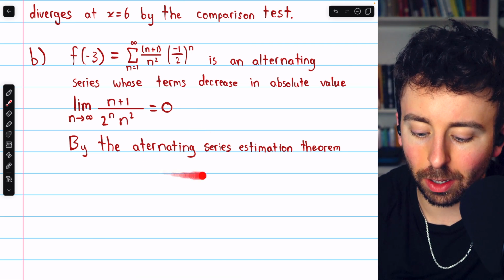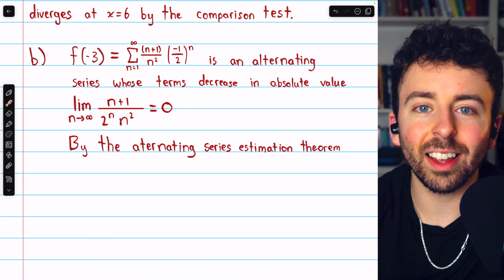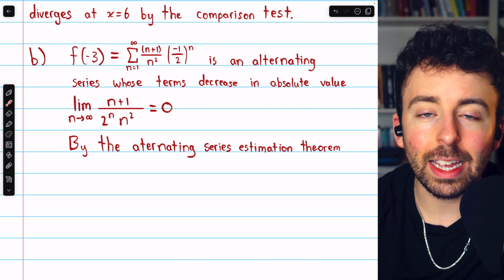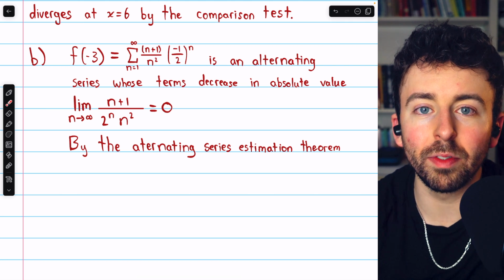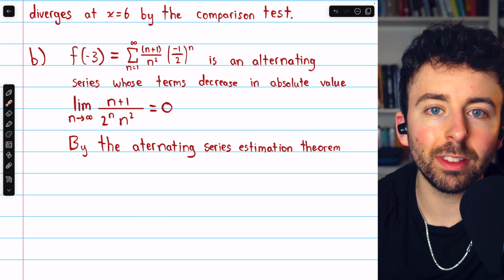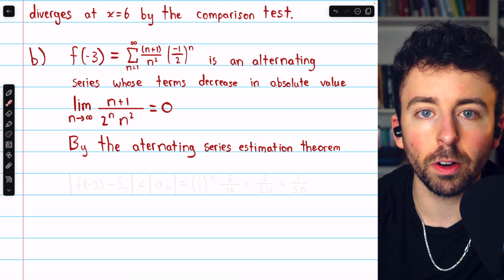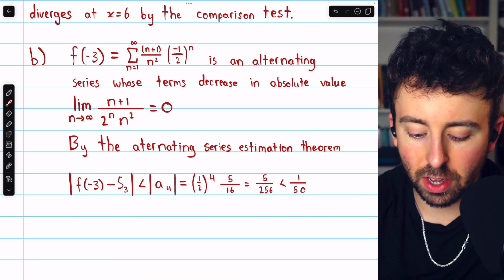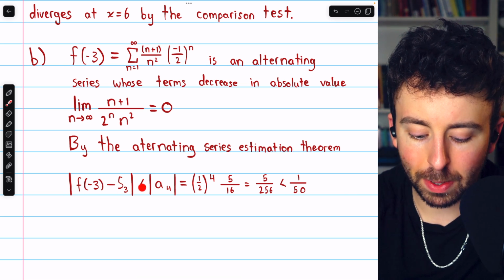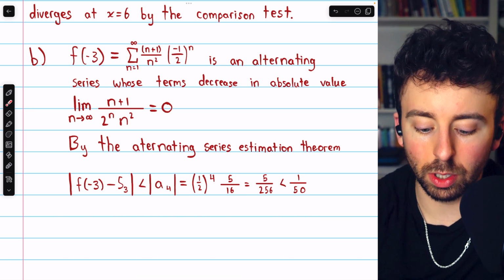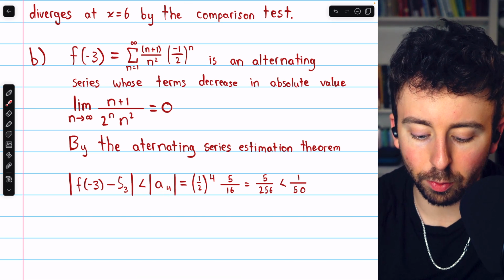So we can apply the alternating series estimation theorem, which tells us the error of a partial sum, say the nth partial sum, is at most the magnitude of the n plus 1th term of the series. The error is at most the magnitude of the first excluded term. And that looks like this. So this error, which we are trying to put a bound on by the alternating series estimation theorem, must be less than the magnitude of the first excluded term. This is the third partial sum, so the first excluded term is the fourth term, A4.